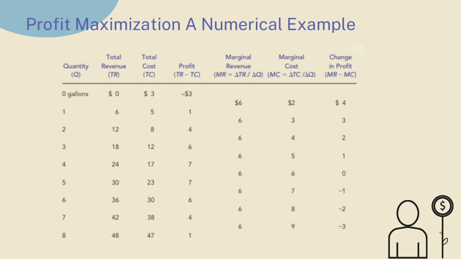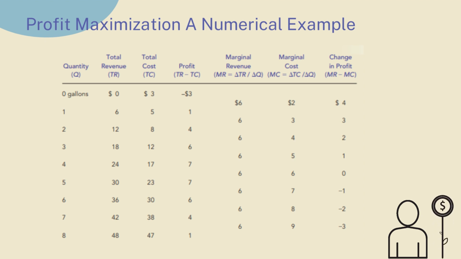The third column shows the farm's total cost. Total cost includes fixed costs, which are $3 in this example, and variable costs, which depend on the quantity produced. The fourth column shows the farm's profit, which is computed by subtracting total cost from total revenue. If the farm produces nothing, it has a loss of $3. If it produces 1 gallon, it has a profit of $1. If it produces 2 gallons, it has a profit of $4, and so on.